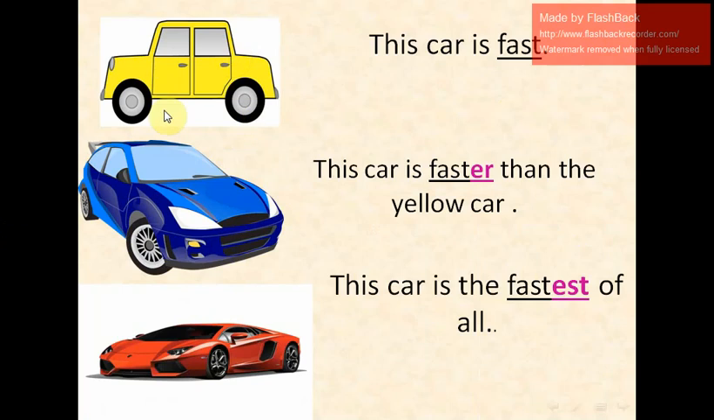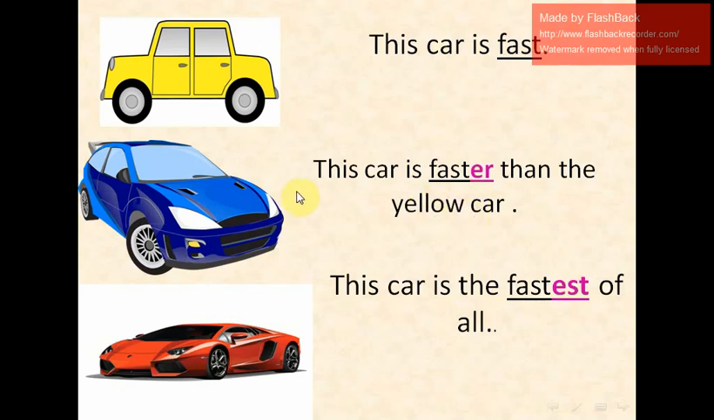Cars. If I'm gonna describe this car alone without comparing anything, I'm gonna put the adjective that we all know. This car is fast. Very good. But if I want to compare these two cars, the yellow one and the blue one, now I'm comparing two. How many letters? I'm going to be adding two letters. Very good. This car is faster than the yellow car. Do you see where the adjective is? Here it is, fast. I will add er to the adjective, faster than the yellow car.